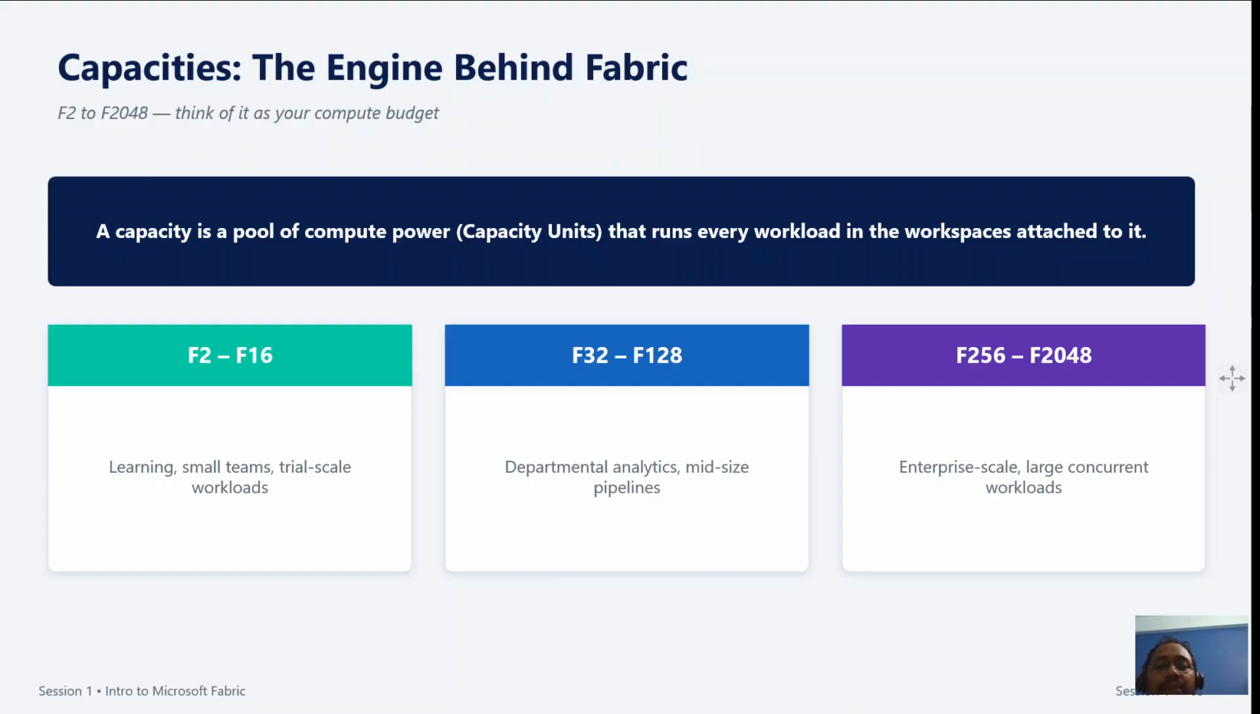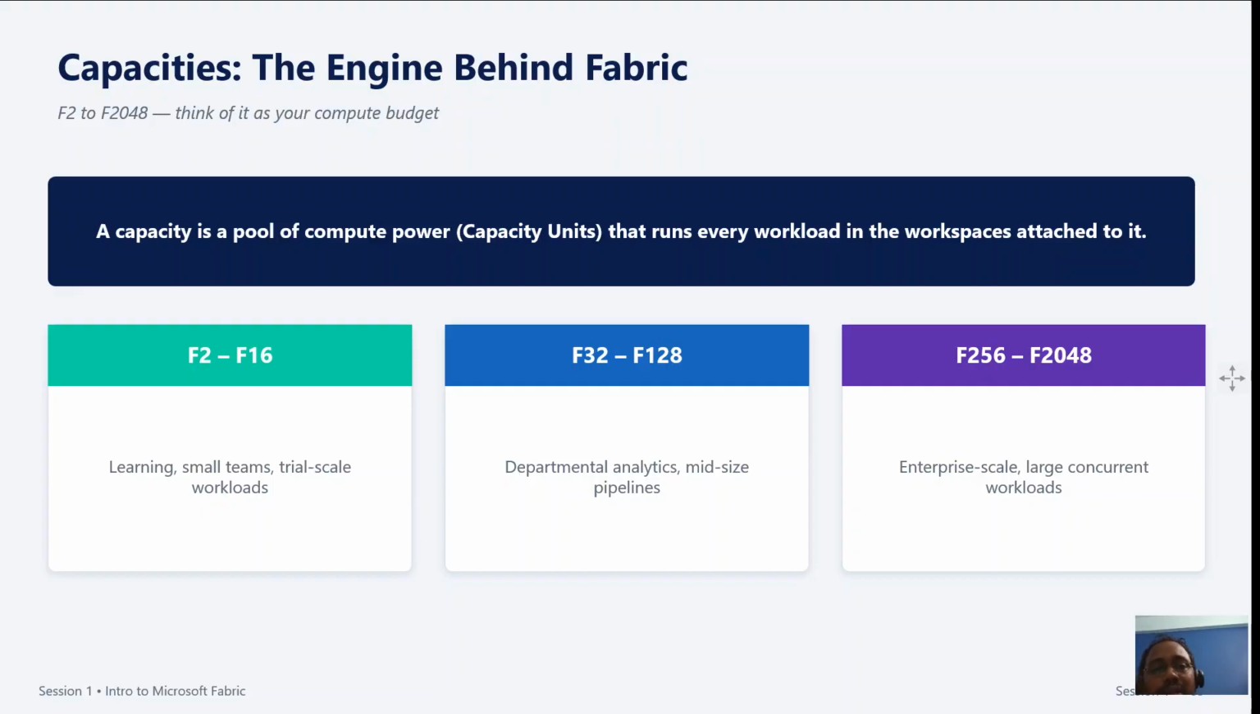And if you're working on an enterprise model, with enterprise and larger concurrent workloads, then we can get it configured with F256 to F2048. This is how the capacities have been configured. Maybe I will also showcase to you the computation budgets and the costing prices and so on.